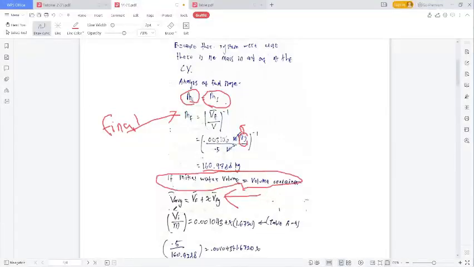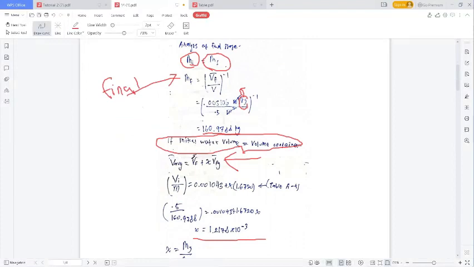So we will use this equation: v average equals vf plus x vfg. x here means quality. vf here is not the specific volume in the form of final, no. It is the specific volume in the form of liquid.